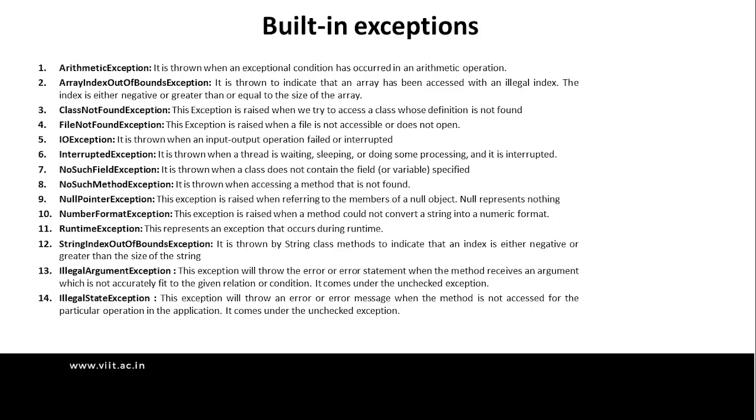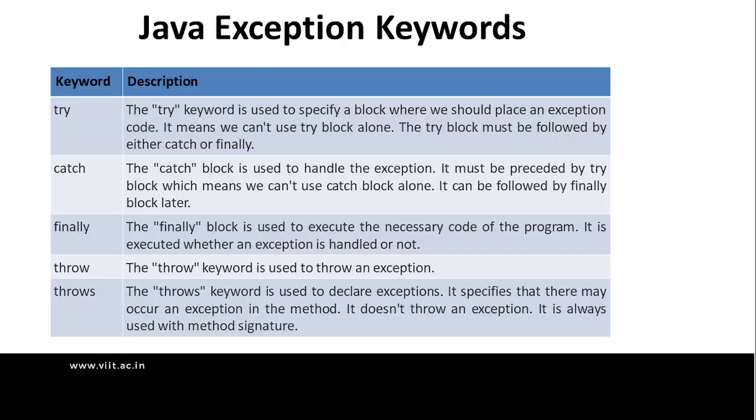And at the last, illegal state exception. This exception will throw an error message when a method is not accessed for a particular operation in the application. It comes under unchecked exceptions. These are some exception keywords: try, catch, finally, throw, throws. These 5 keywords are very important in the exception theory.